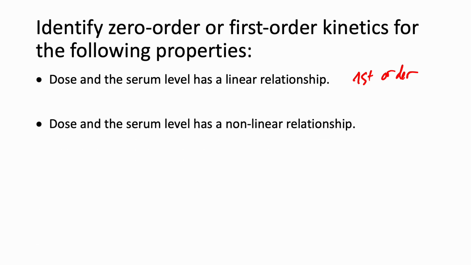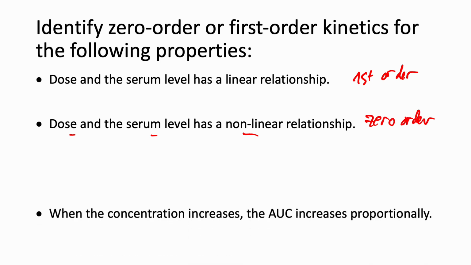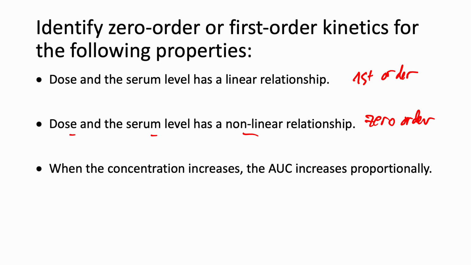Dose and serum level has a non-linear relationship. This means when you change the dose, the serum level doesn't change proportionally. For example, when you double the dose, the serum level obtained is not doubling. So in this case, it happens with zero order. When the concentration increases, the AUC increases proportionally. The AUC is calculated based on the area under the curve, and this represents the bioavailability of the drug. So it happens with first order kinetics.